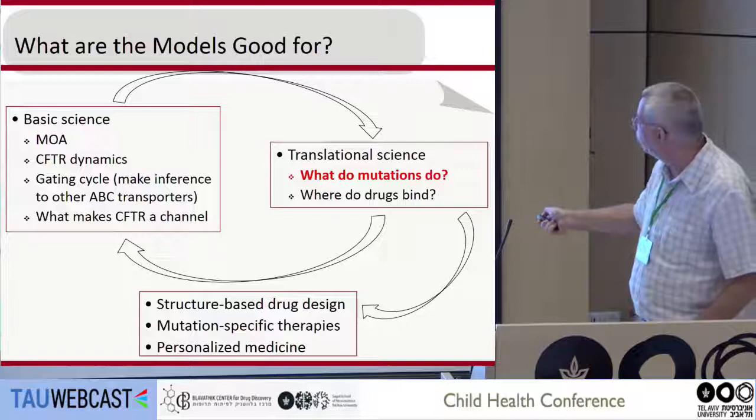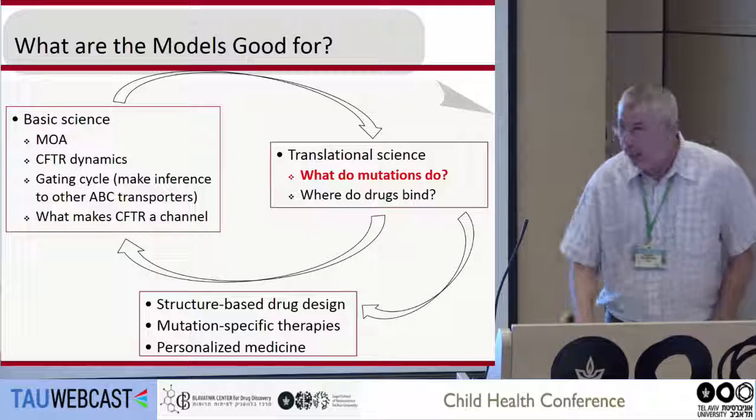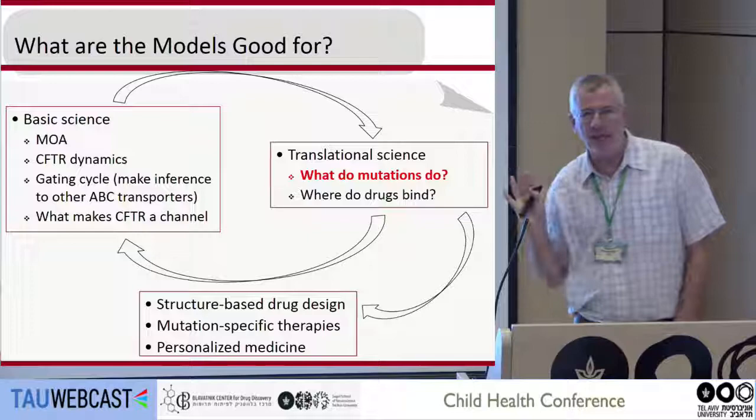What do the mutations do? As I said, there are over 2,000 mutations, over 300 confirmed to be CF causing. Can we use the structure to tell something about the mechanism of action of the mutation? And if we can, this may lead us into development of mutation-specific therapies, maybe personalized medicine.